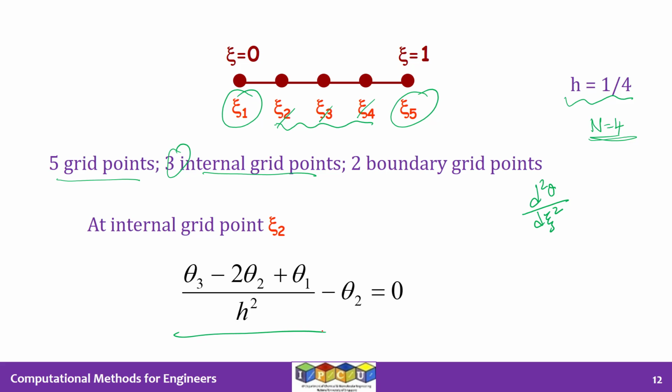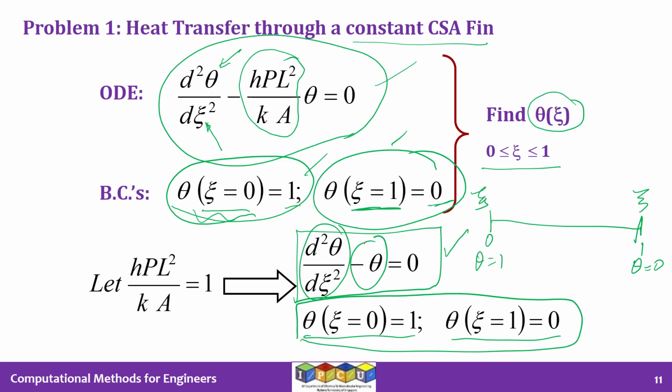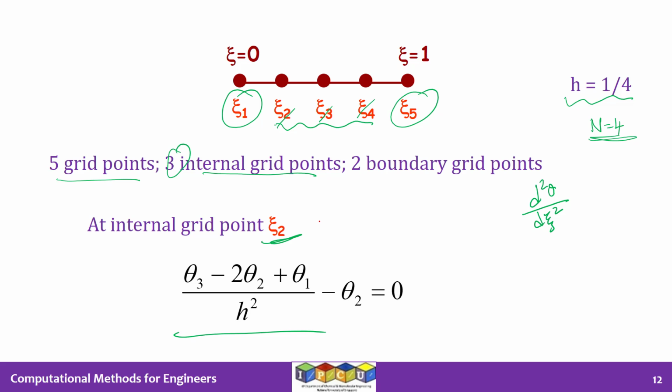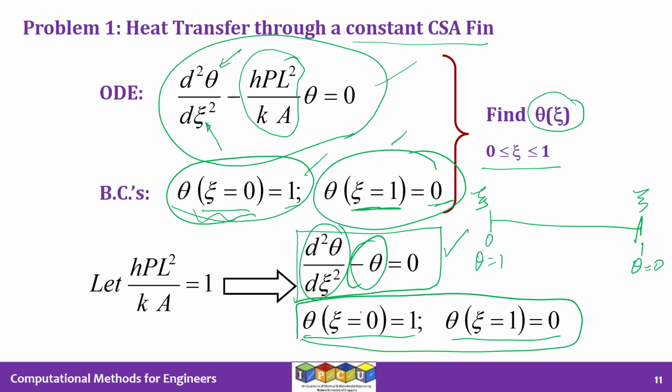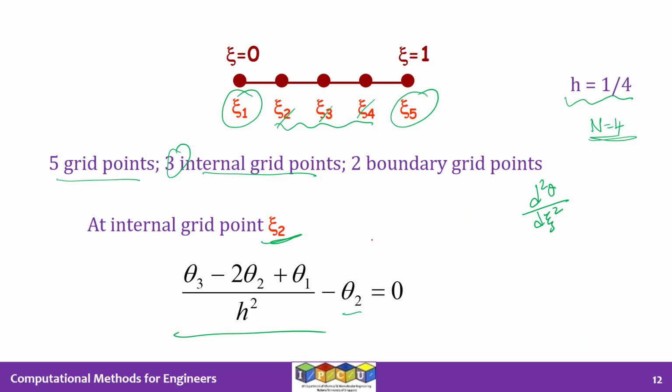Then there is this minus theta term in the ODE. And we are talking about location psi 2 here. Therefore, we replace theta by theta 2. So the second derivative has been replaced by a central difference approximation. Theta is being replaced by theta 2 because we are talking about the grid point psi 2. So at psi 2, the value of theta is theta 2. We do not know what the value of theta 2 is, but we will find it out.